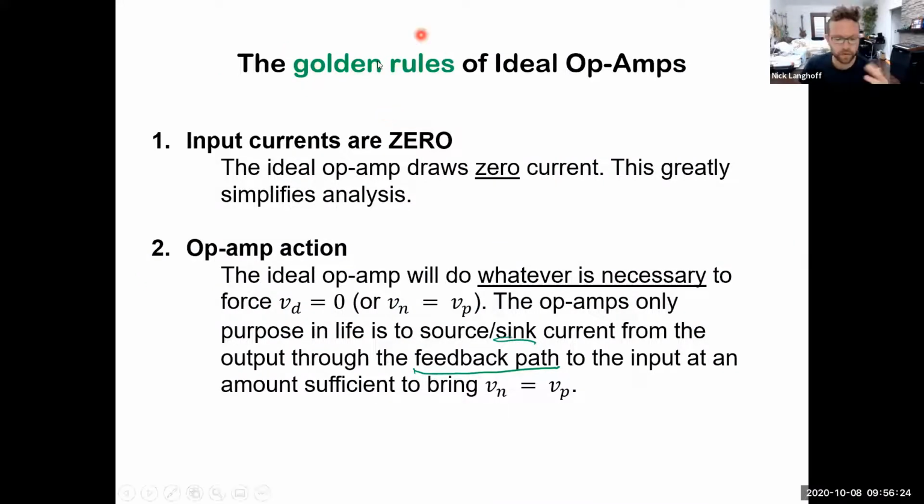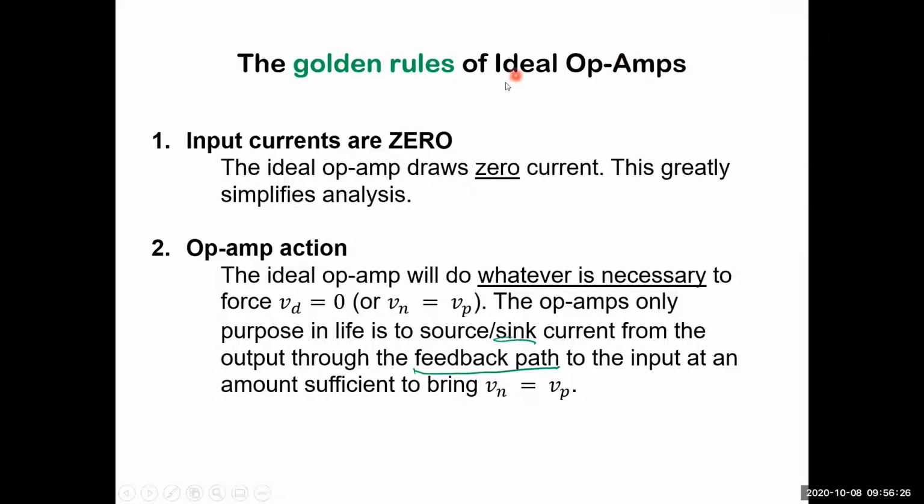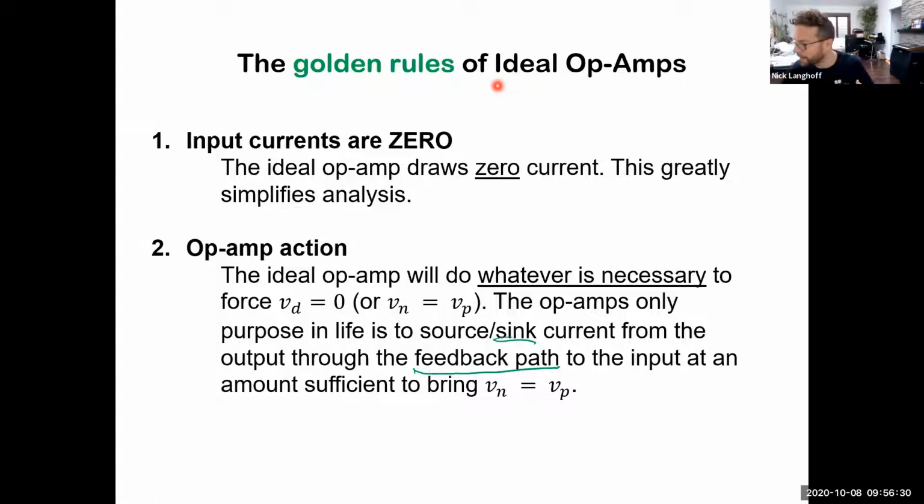So that brings us to the golden rules of ideal op-amps. If you follow these two rules, you can solve any op-amp circuit, and we're going to do that today. We're going to solve a variety of op-amp circuits and then arrive at the input to output relationship, or in other words, formulas for a series of common op-amp blocks.